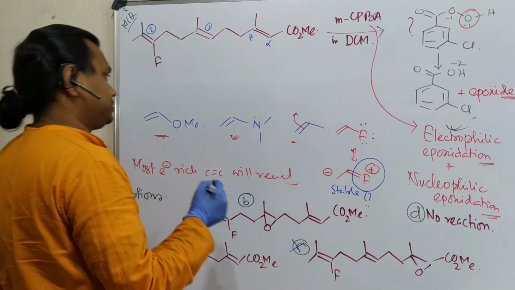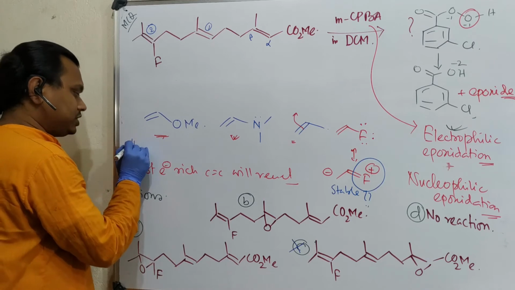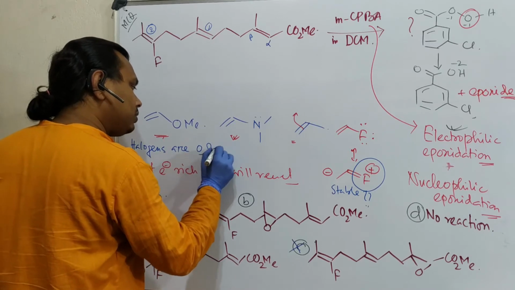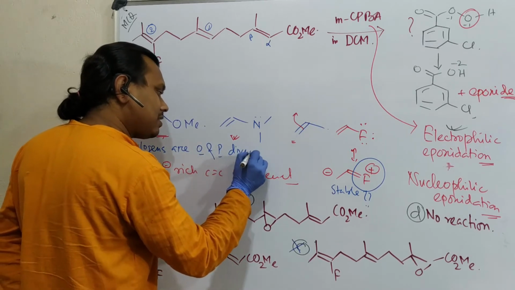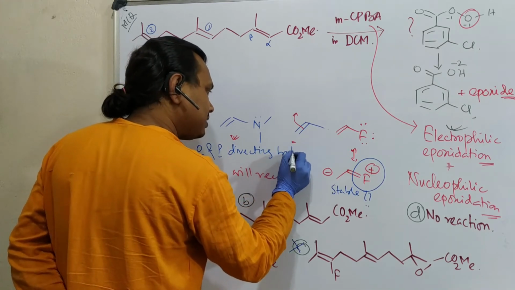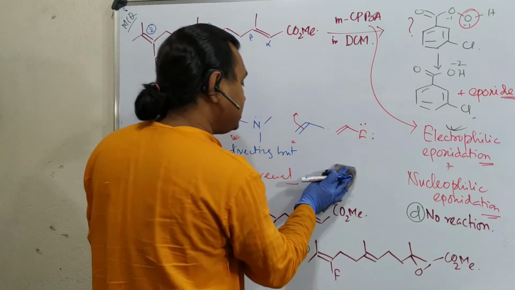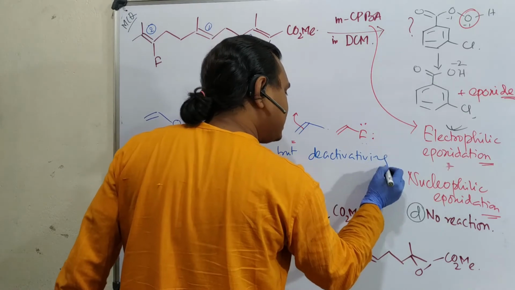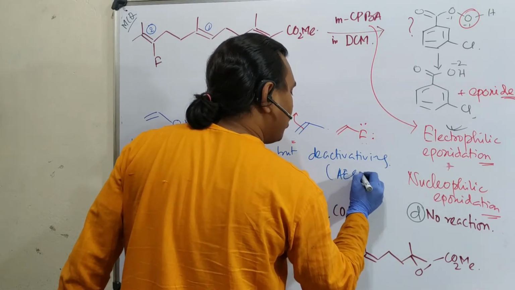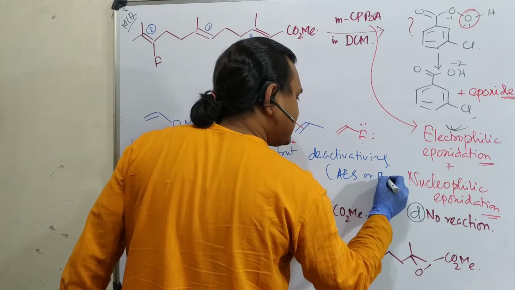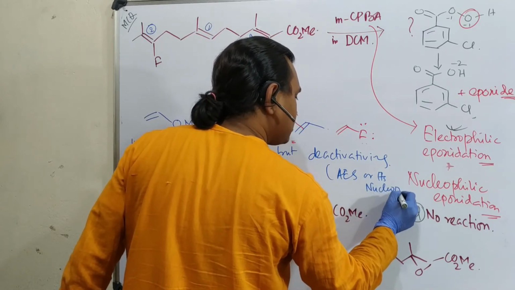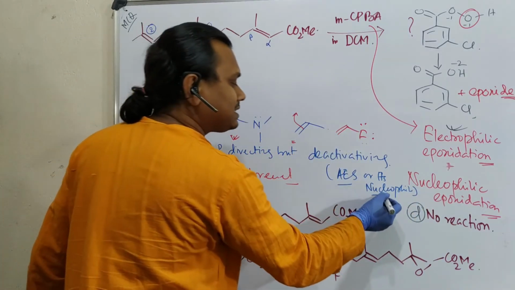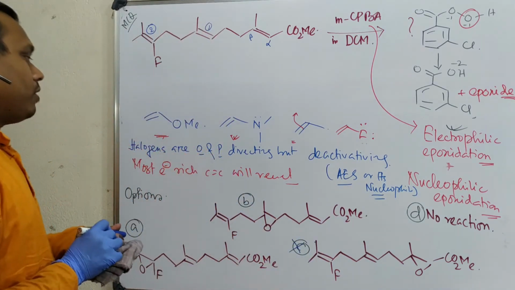Unbelievable. And remember this statement: halogens are ortho and para directing, but deactivating. What do I mean? But deactivating towards AES, or electron as a nucleophile. AES means aromatic electrophilic substitution, so if you simply consider it as a double bond, that thing you can say as a nucleophile. Now question. So from this thing, what do you understand?